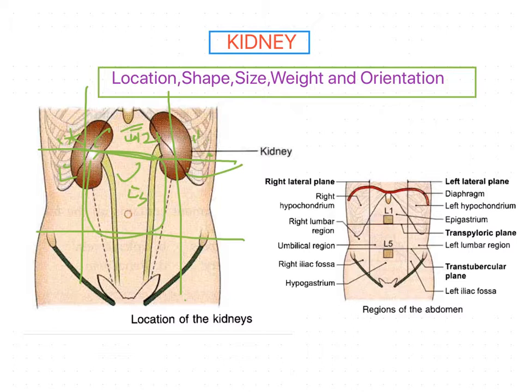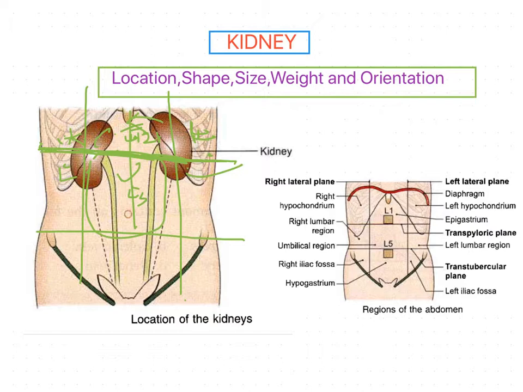Okay, and also the right kidney is slightly lower than the left kidney, and the left kidney is a little nearer to the median plane than the right. Okay, and this transpyloric plane passes through the upper part of the hilum in the right kidney and the lower part of the hilum in the left kidney. This implies the orientation of how these kidneys are located.